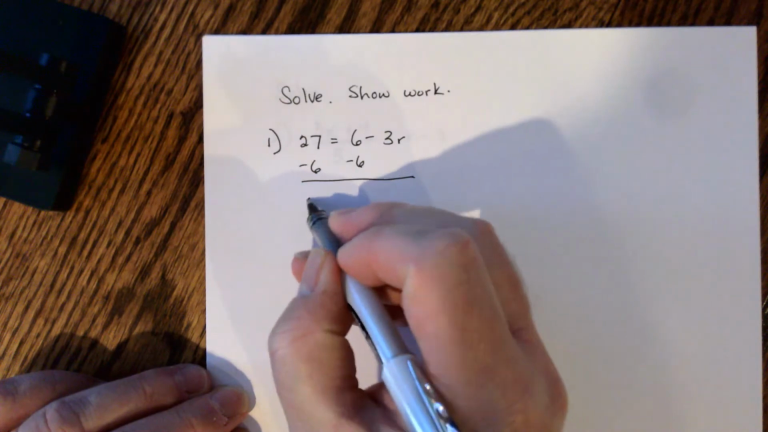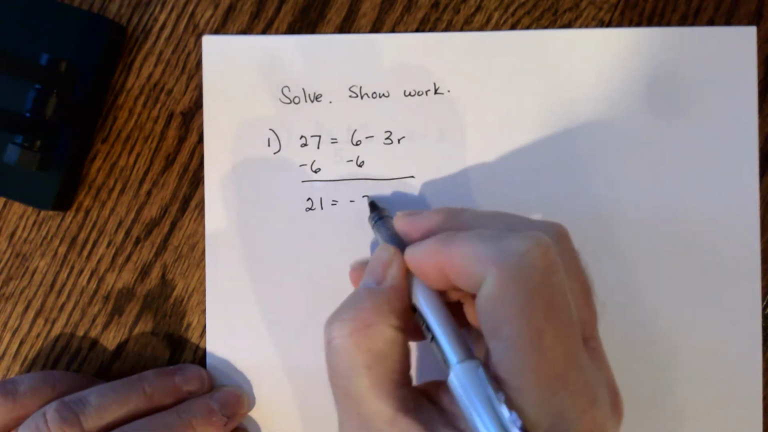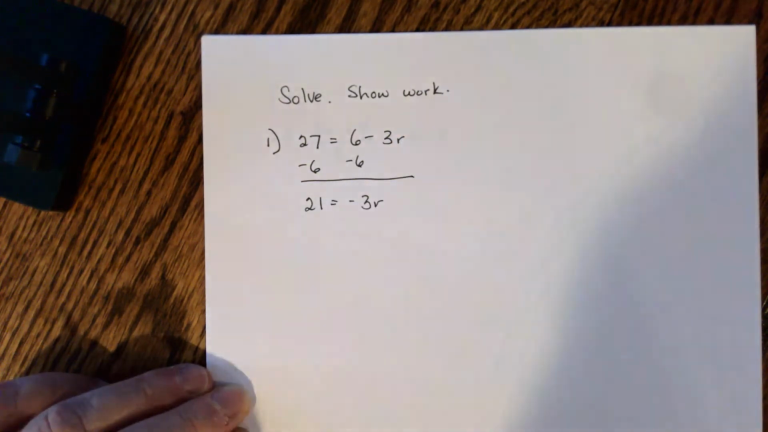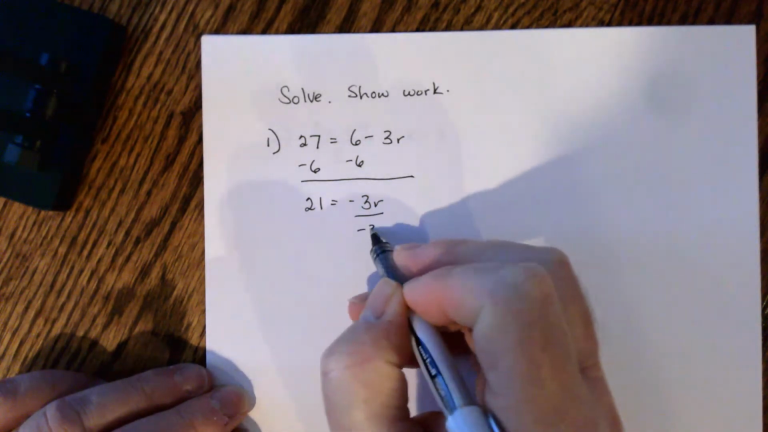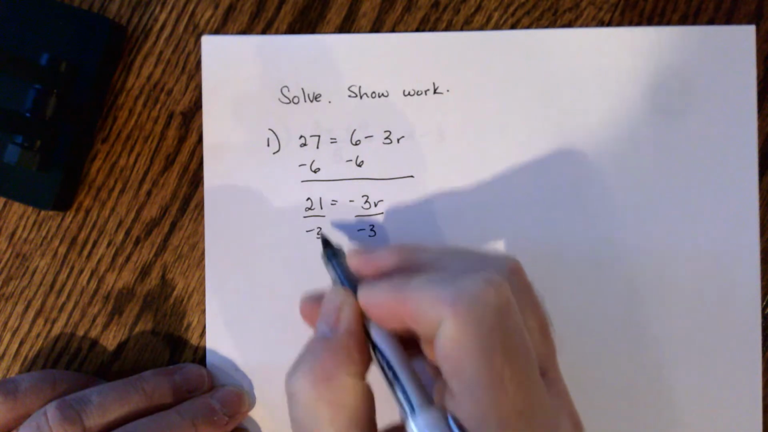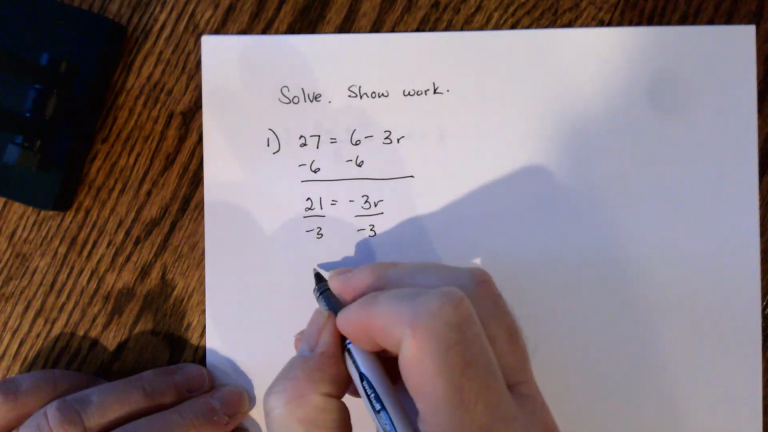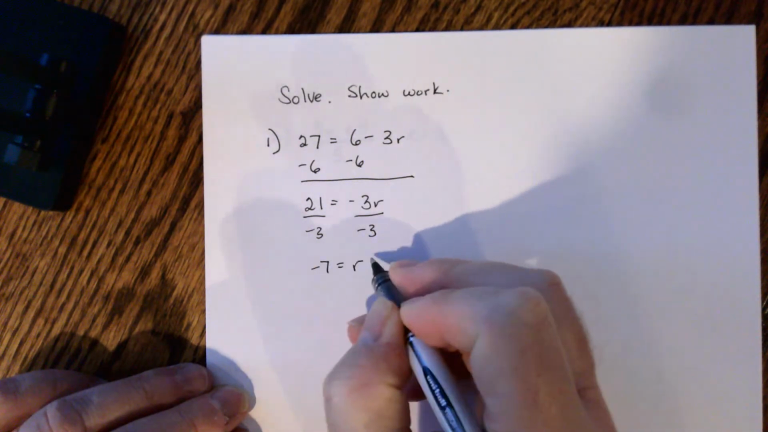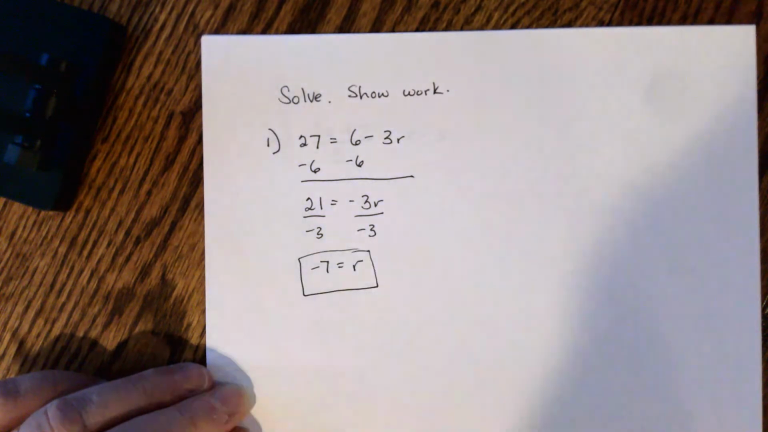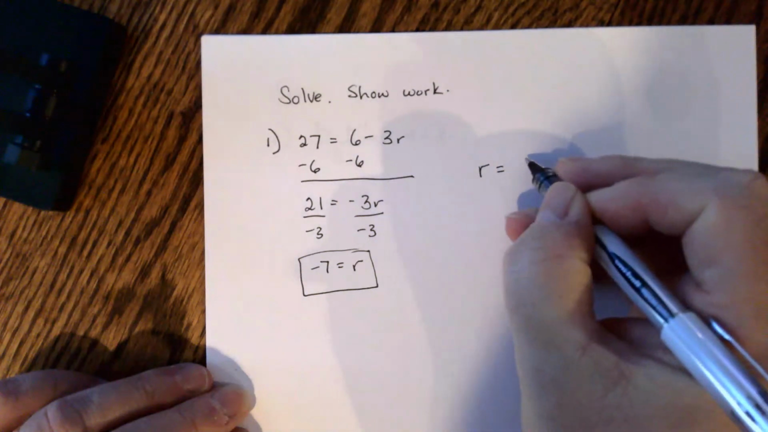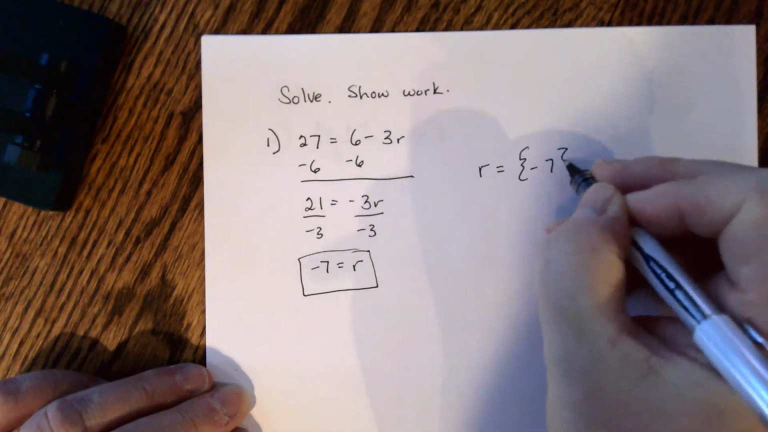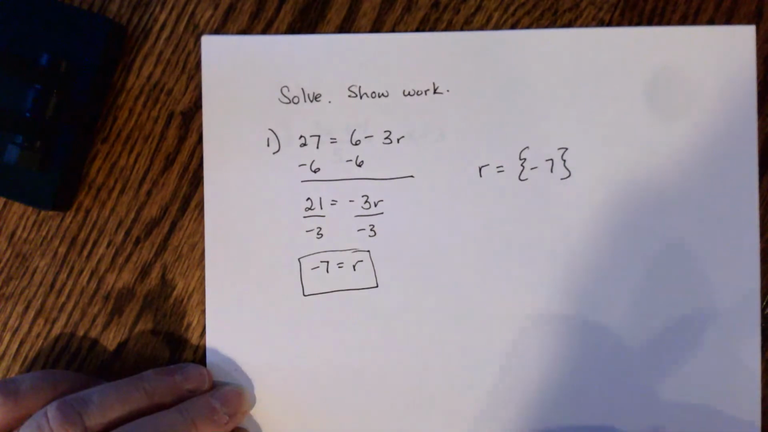27 minus 6 is 21. And I can't forget that subtraction, as we talked about last class. If there's subtraction, that means there's a negative around somewhere. And so I call this negative 3r. Now I want to remove the negative 3 from both sides. And 21 divided by negative 3 is negative 7. And so this would be my solution. A more formal solution set would be r equals negative 7 with the braces around it.